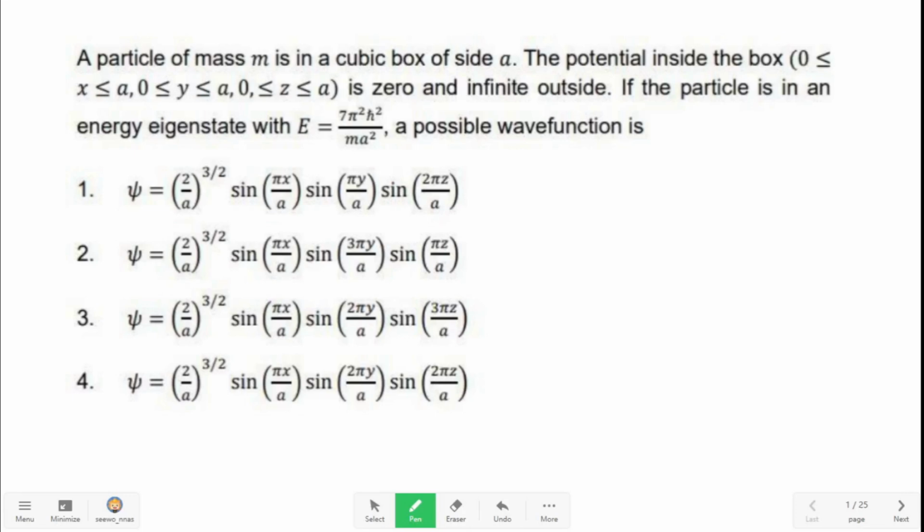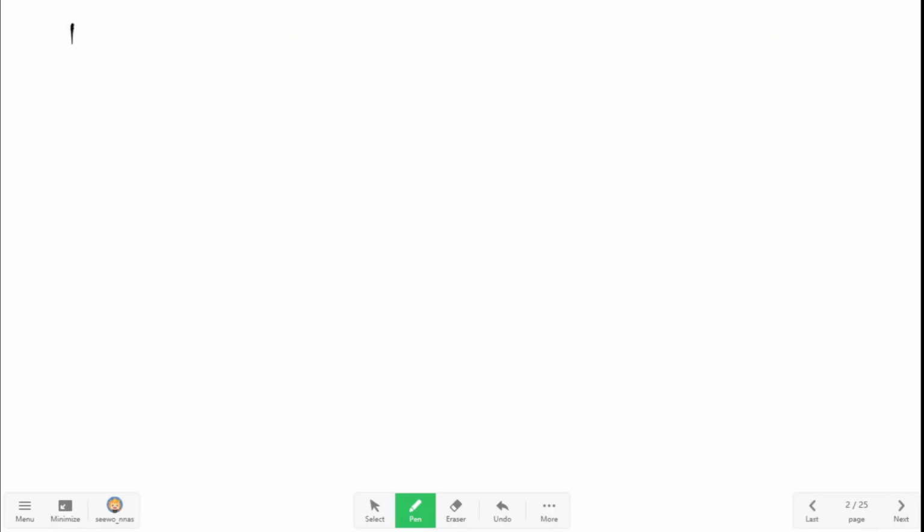In this session, let us solve a question from CSIR NET December 2024. The question is from the topic particle in a 3D box. So let us recall some of the things. Particle in 3D box.